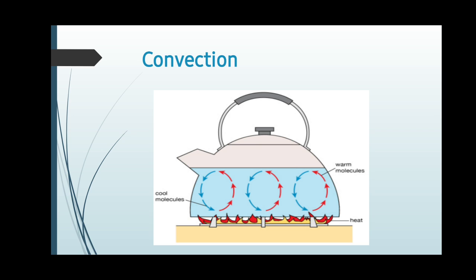So this is the model of convection. The red colored arrows denote the warm molecules. When the molecules become hot, they expand and go upwards, and the upper surface will be cool, so those particles are heavier than the warmer ones, and they come down. When they come down, they get heated and become warm, so they go up. This cycle continues till the whole liquid gets heated.